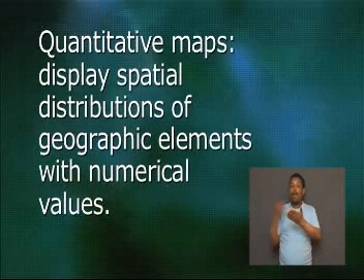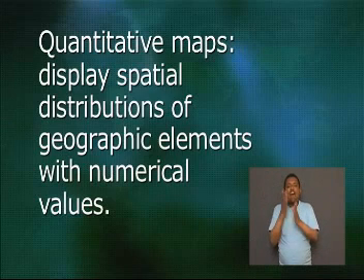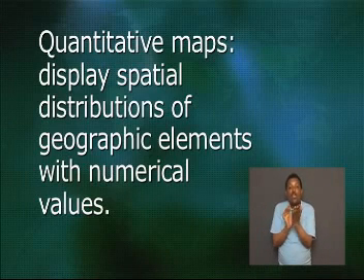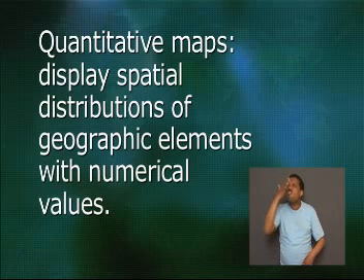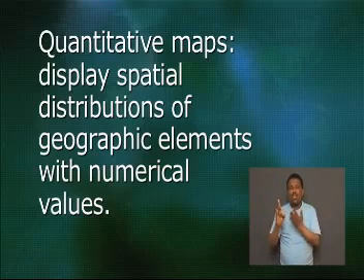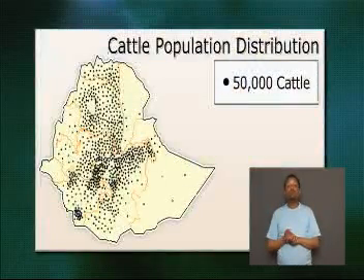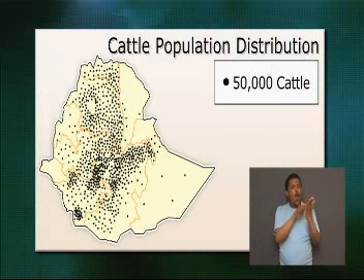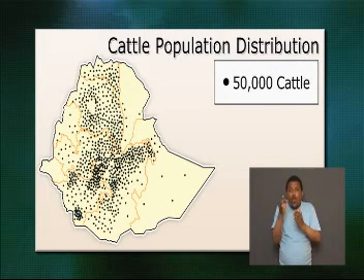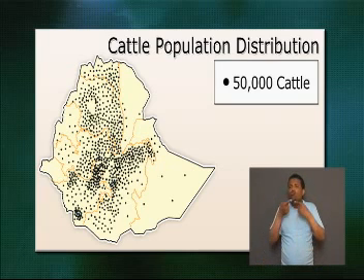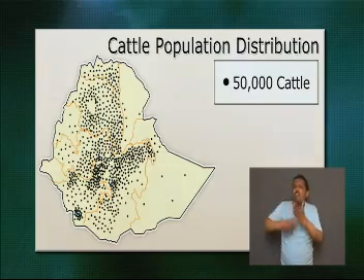Now that we have defined the two subgroups of qualitative maps, let us turn our attention to quantitative maps. These maps display spatial distributions of geographic elements with numerical values. There are 4 common types of quantitative distribution maps. The first is dot maps. In these maps, each dot represents a given quantity or value. The legend on the side of the map will tell you what the quantity or value is.